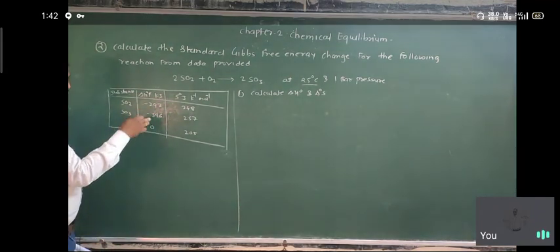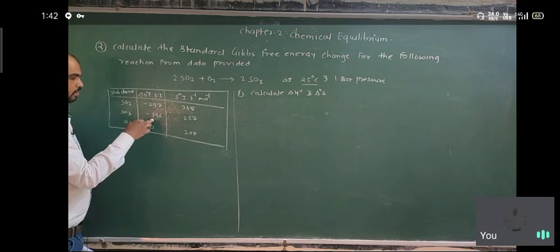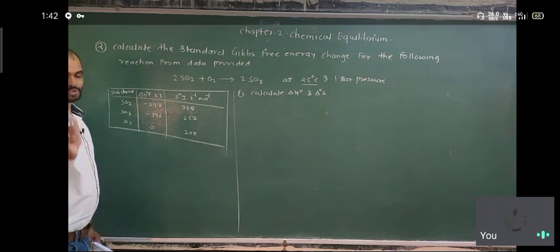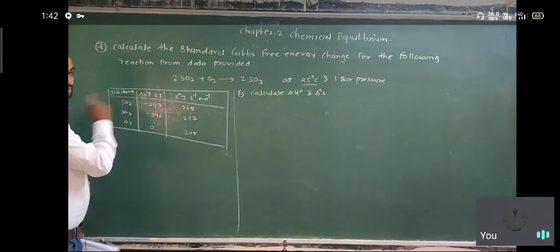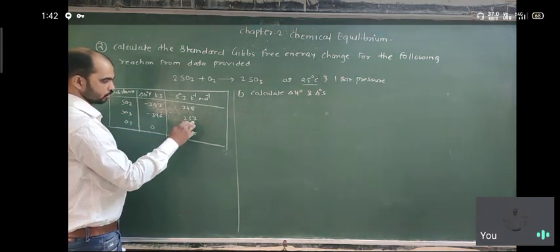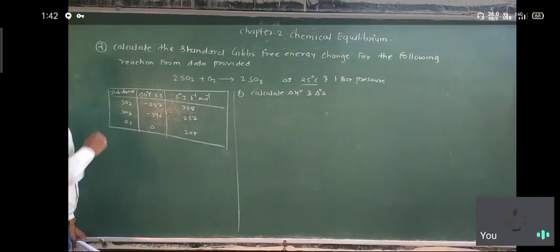So the enthalpy of formation for SO2 is minus 297, for SO3 is minus 396, and for O2 it is 0. If there is a molecular form of a reactant, then it is considered as 0 for the enthalpy of formation. Here the entropy is given as 248, 257 and 205 respectively for SO2, SO3 and O2.